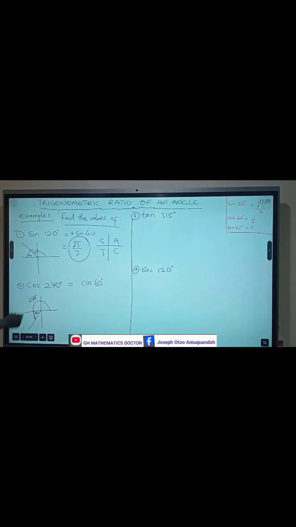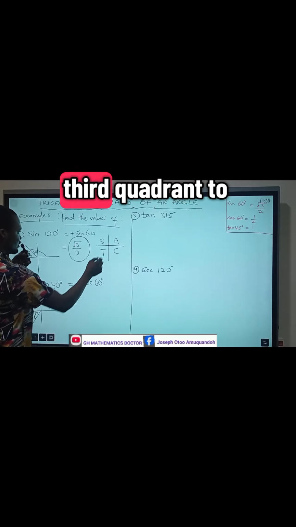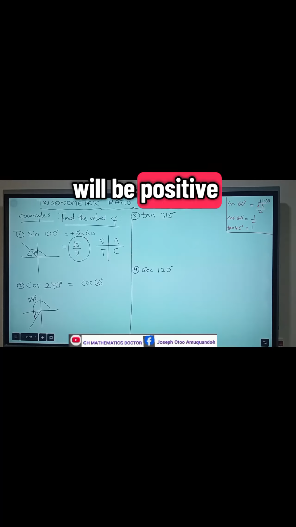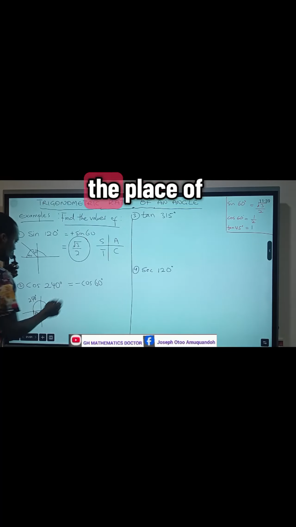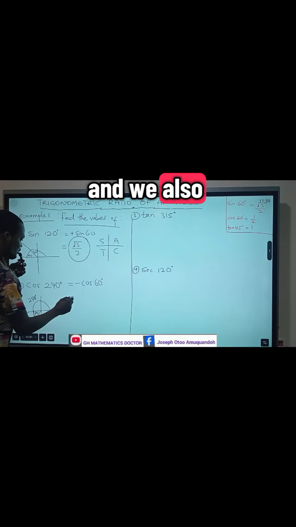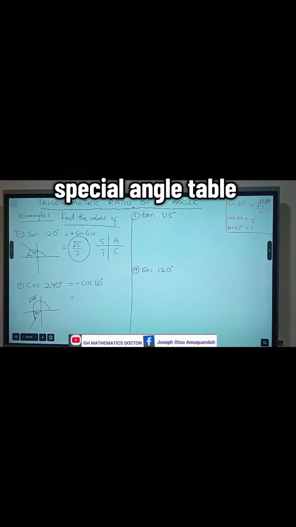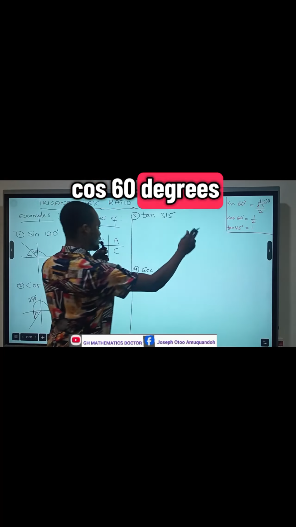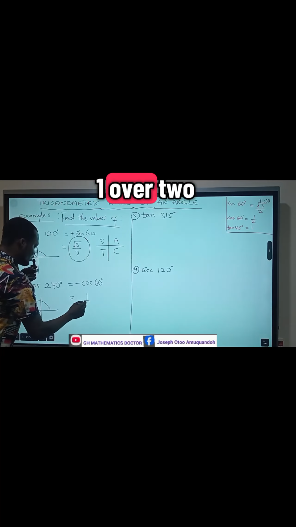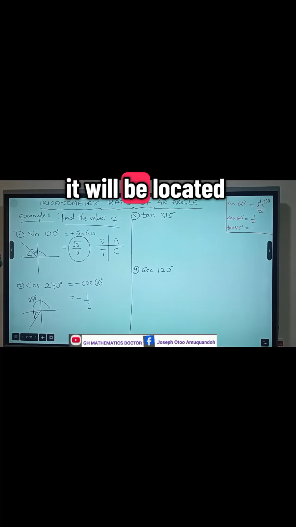Now the operation that we need to apply, let's test this. We have the third quadrant where tangent is positive, which means at the place of cos 240 degrees, cos is negative. And we also go further to find the exact value of cos 60 degrees, and by the use of the special angle table, cos 60 degrees is known as 1 over 2, and it is negative according to the region where it will be located.